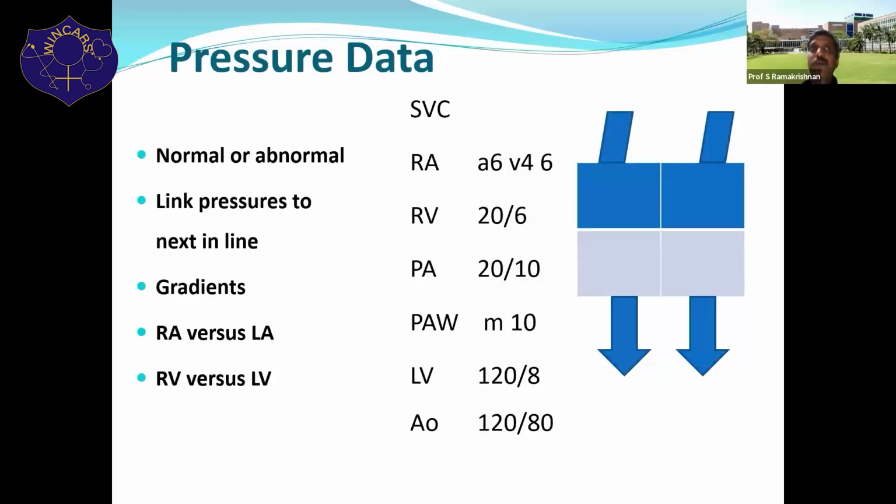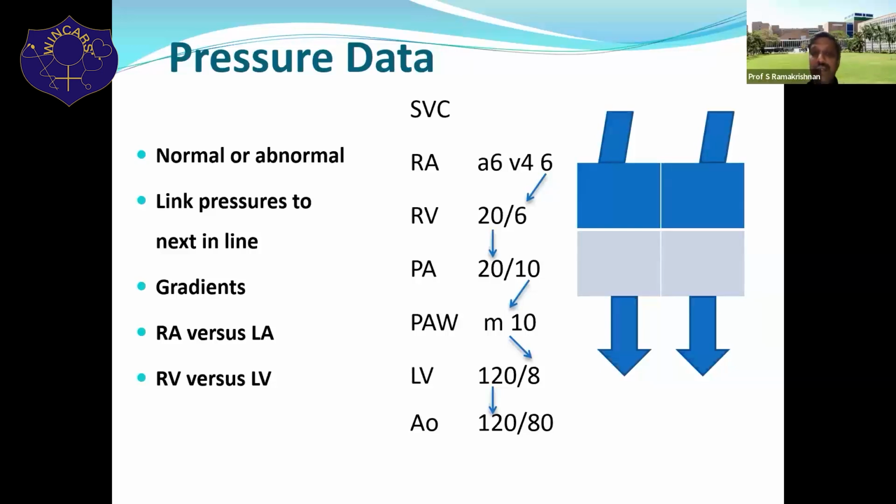And then I always teach people to link the pressure next in line. What I mean is, in the system, RA mean pressure is linked to RV EDP. Otherwise, the system cannot run. In the same way, RV systolic pressure is linked to PA systolic pressure. PA diastolic pressure is linked to the wedge pressure. The wedge pressure is linked to the LV EDP. And LV systolic pressure is linked to aortic pressure. The moment you link all of them, immediately the gradients come up. The gradients will show up on your face. So look at the gradients.